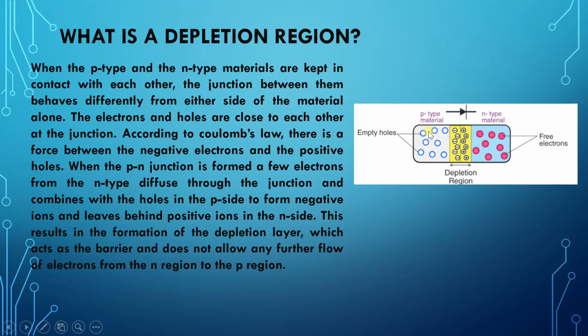And here we are having holes on the P side, and here we are having the electrons on the N side. When these electrons move to this side, they form negative ions on the P side, and when these holes move to this side, they form the positive ions, and these negative and positive ions on the edges of P type and N type are called depletion region.